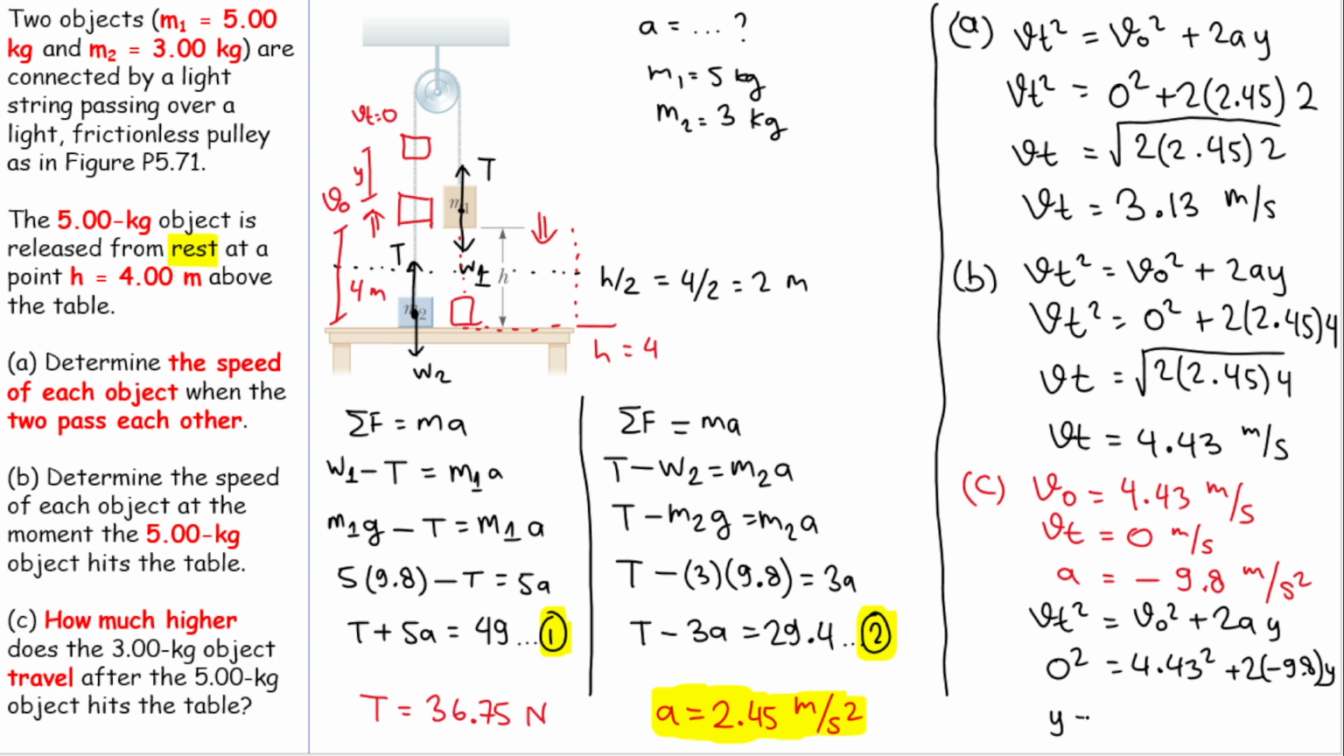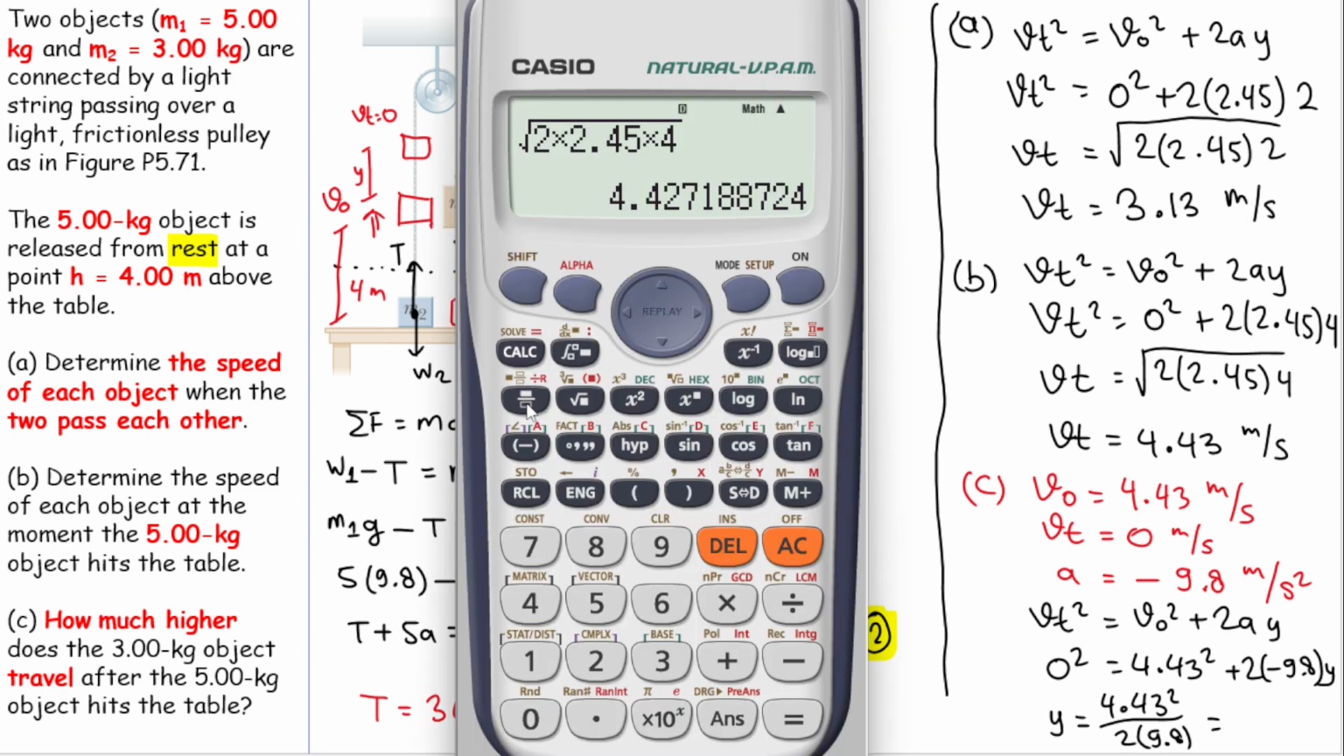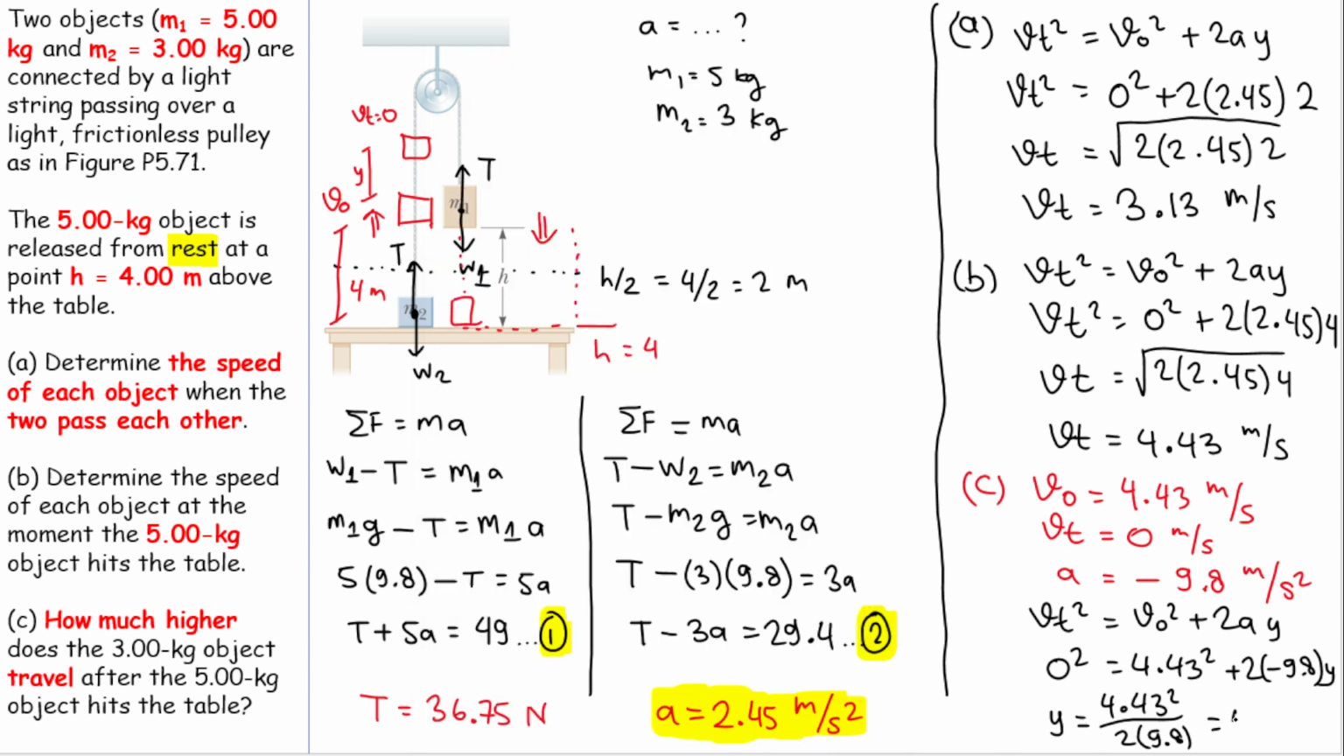So we'll have y is equal to 4.43 squared divided by 2 multiplied by 9.8. And that will equal, what is that? 4.43 squared divided by 2 multiplied by 9.8. And we will have 1 meter. So I have 1 meter here. Okay, so that is the answer for question A. This is the answer for question B. And this one is the answer for question C.